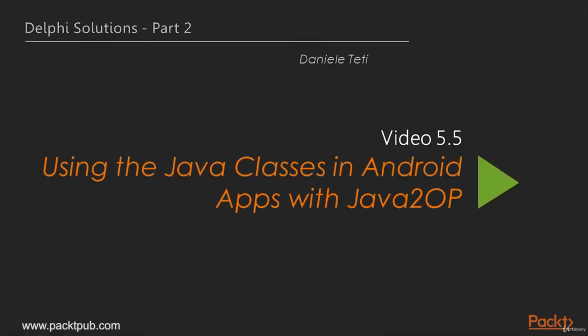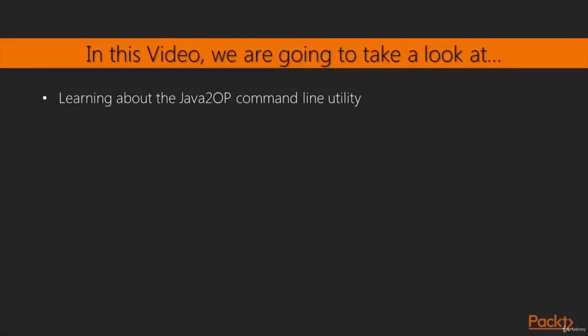This is the next video of this section, using Java classes in Android apps with Java2OP. In the previous video, we've learned how to use the Android text-to-speech engine. In this video, we will talk about the Java2OP command line utility.